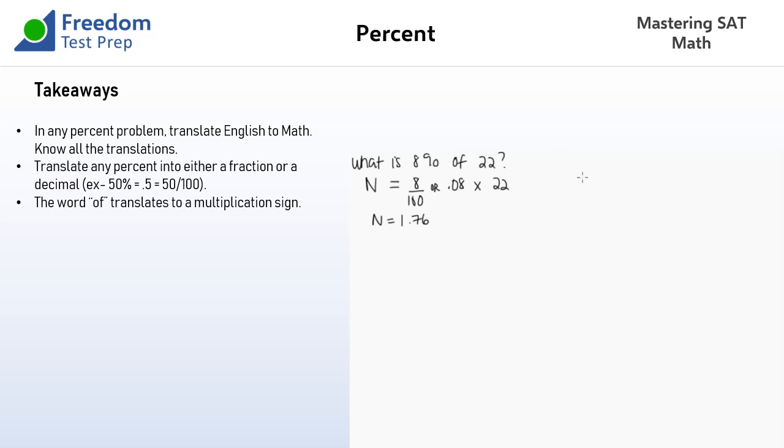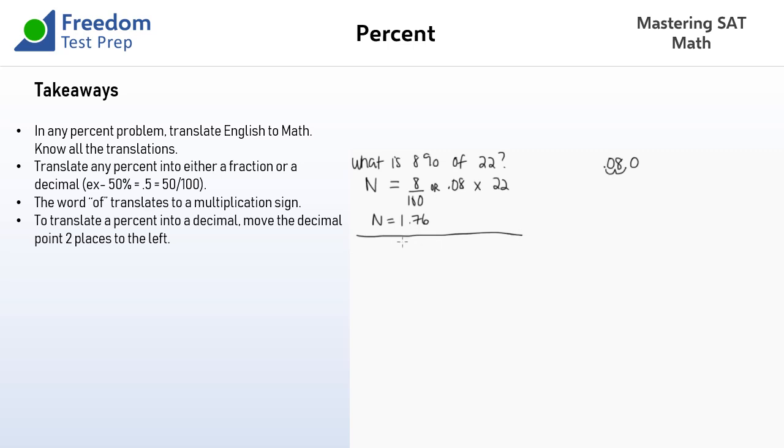By the way, if you have trouble turning percents into decimals, here's what you do. If you have 8%, it's 8 point, right? Your decimal, you can say 8.0. You move your decimal over to the left 2 places. 1, 2. There's an empty spot. You put a 0 here, and this is where your decimal goes. Okay? So remember that.